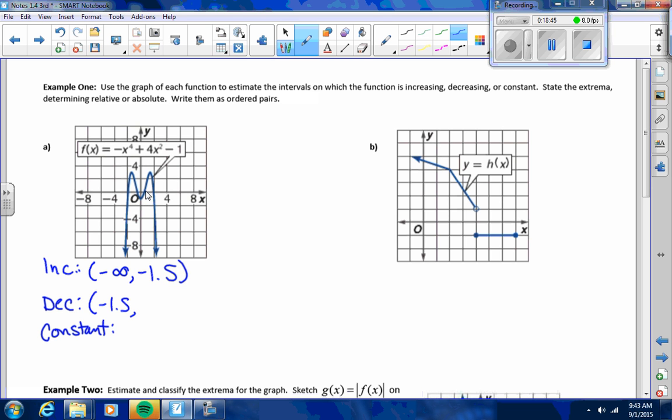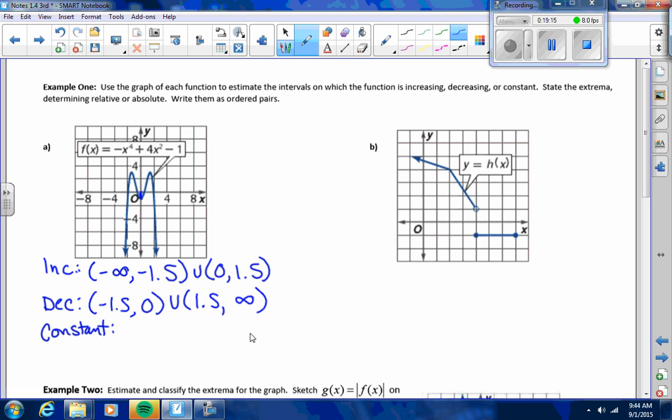Remember, it's an x value. You're doing your x values, and it stops decreasing right there, so that's at 0. At 0, now what is it doing? Increasing. So union, increasing from 0 to what? Looks like that's about 1.5. And at 1.5, it's then what? Decreasing, 1.5 to infinity. Good.